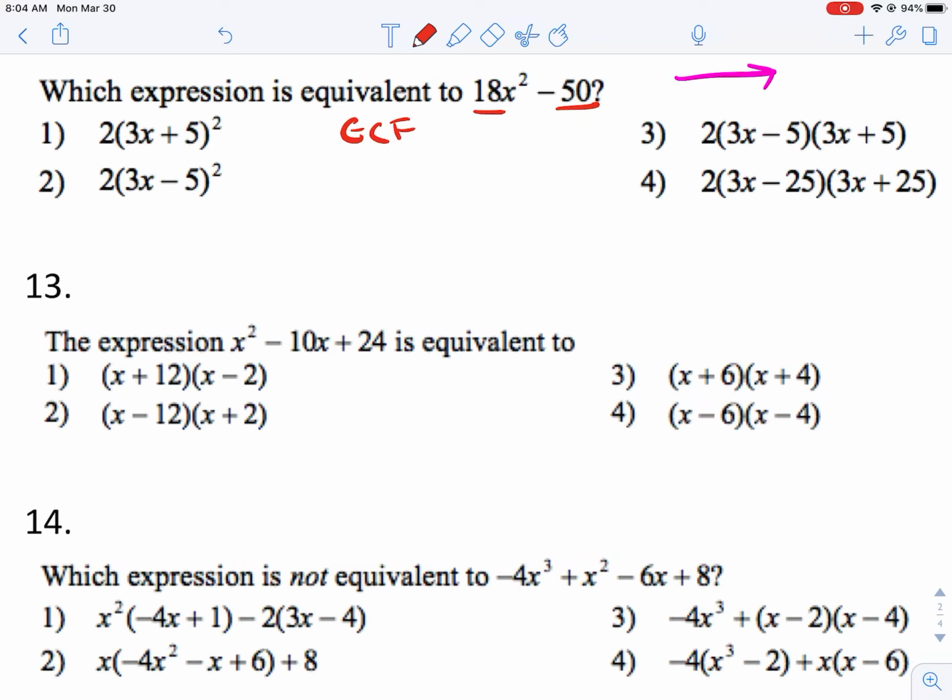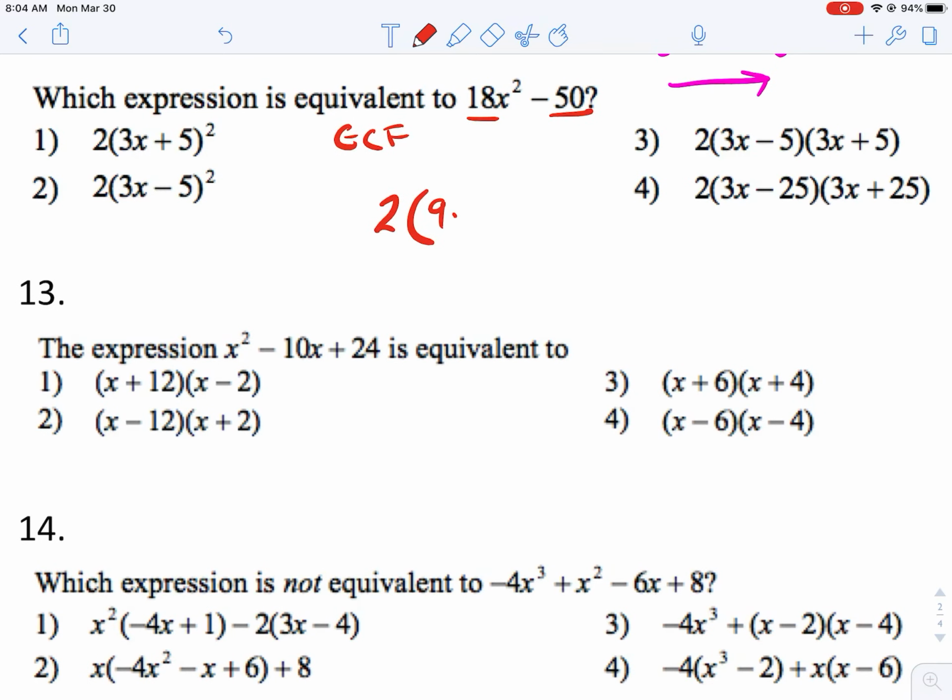By taking out a 2, it's a safe bet, and you're still factoring, you're making the number smaller. So 18 and 50, I'm going to take out a 2 at first and see what that does. So when I factor out a 2, I divide 18 by 2, I get 9x squared, and then 50 divided by 2 is 25. Okay? So it doesn't look like any of our answers yet, so we must still have a little bit of work to do.